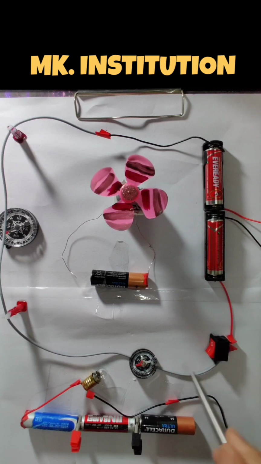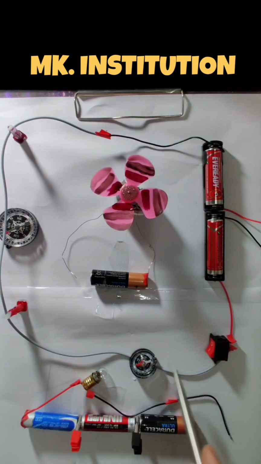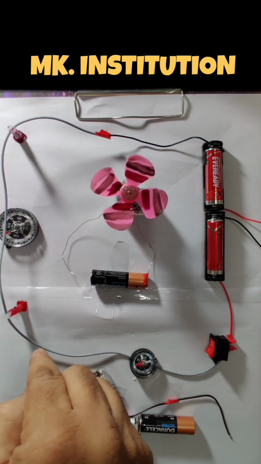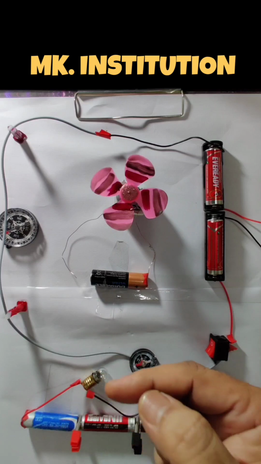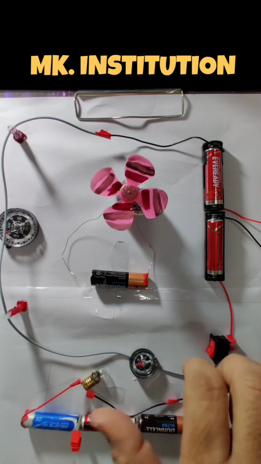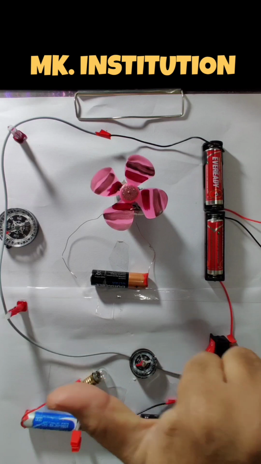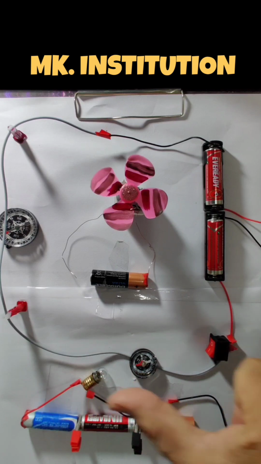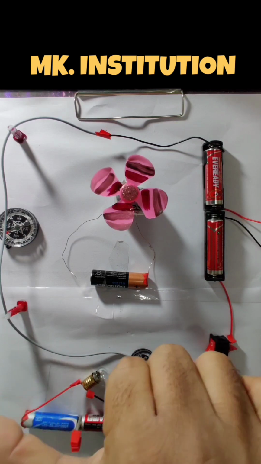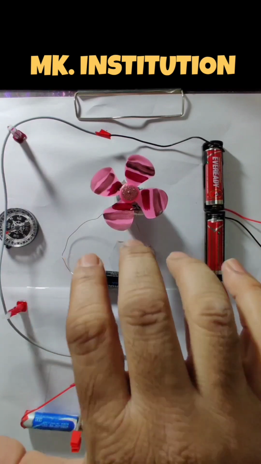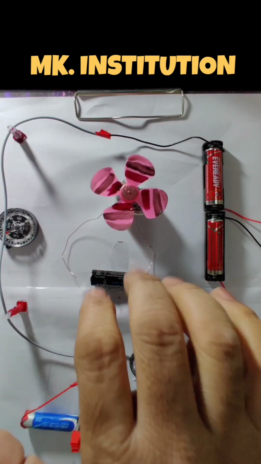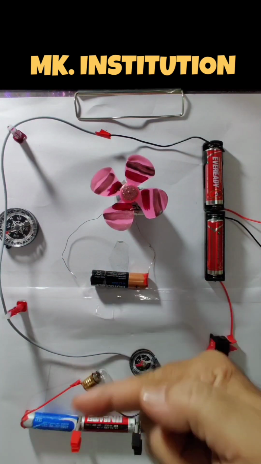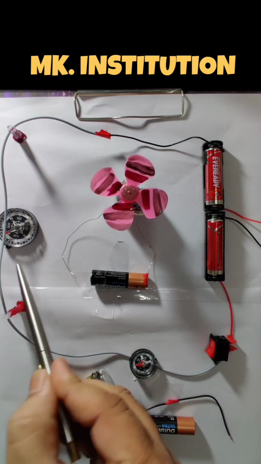Current is moving from this side and from this side. While the current is moving, it is also producing magnetic field lines. So, thumb rule here. The thumb indicates the current. Your four fingers rotate like that, and the circle will be there. The magnetic field lines are around the wire, completely.